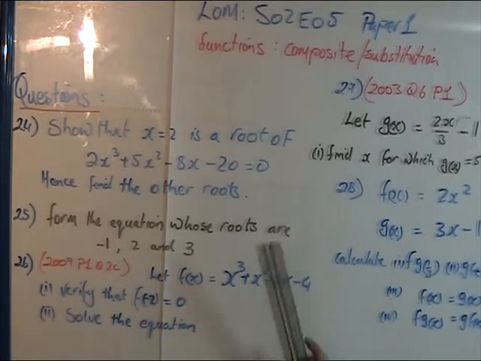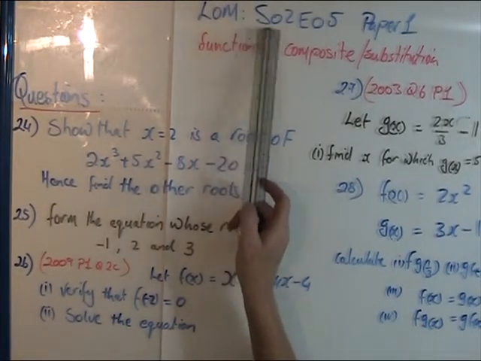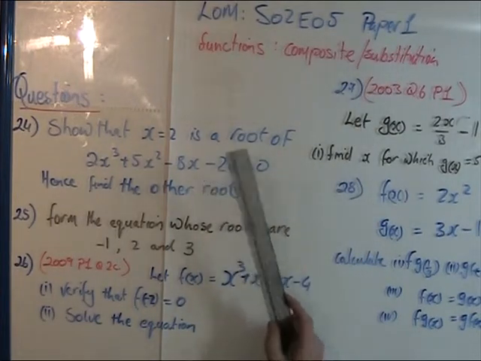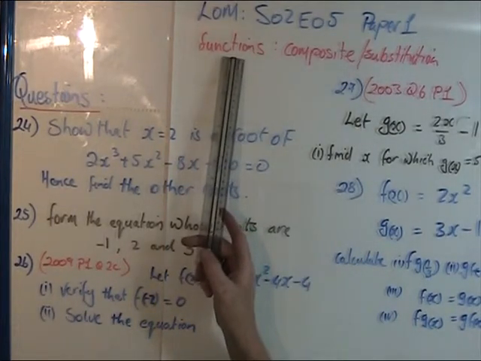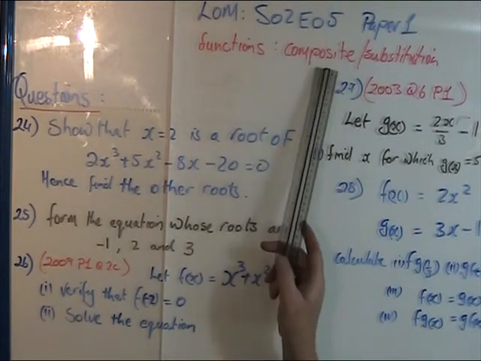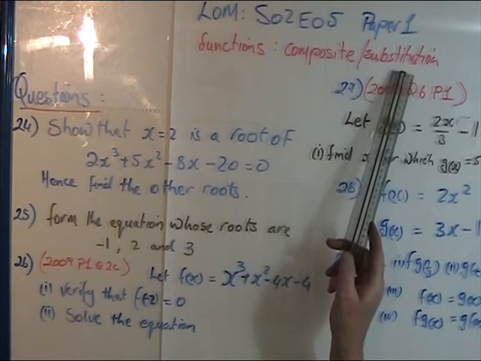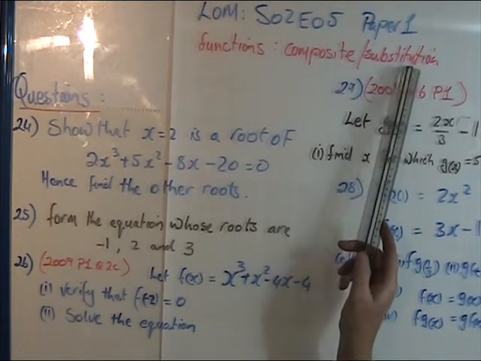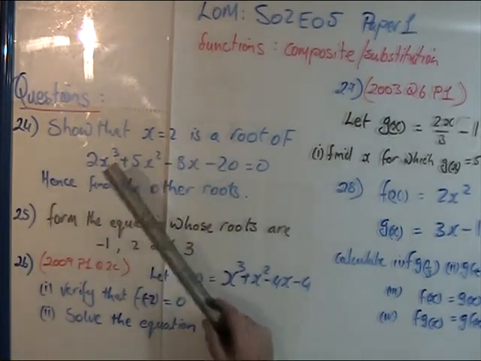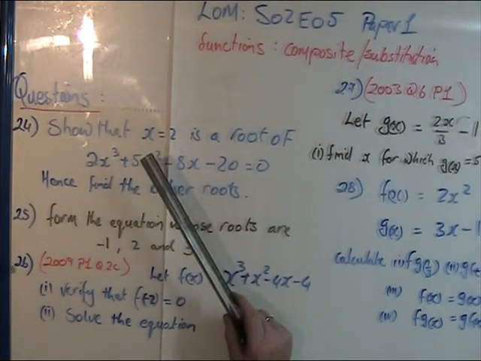Today we're on Leaving Cert Ordinary Maths, Series 2, Episode 5, and we're dealing with Paper 1. On Paper 1 there's functions, questions 6, 8 and 3, parts of. We're dealing with composite functions and functions of substitution. We'll just look at these questions and then I'll go down to show you a demonstration.